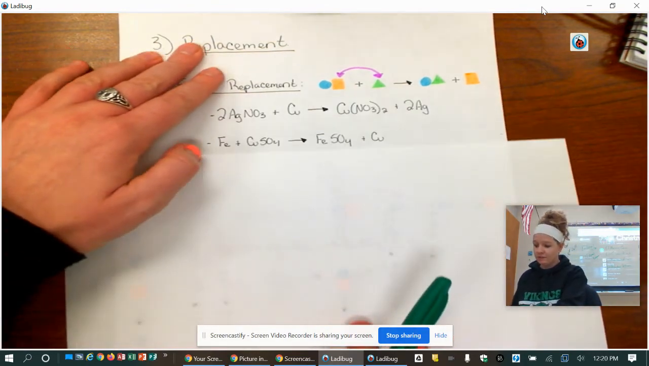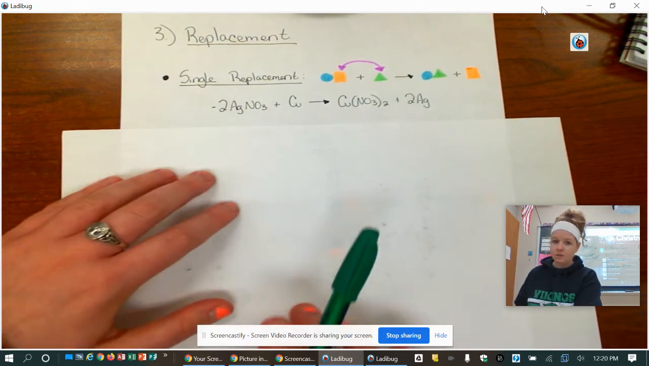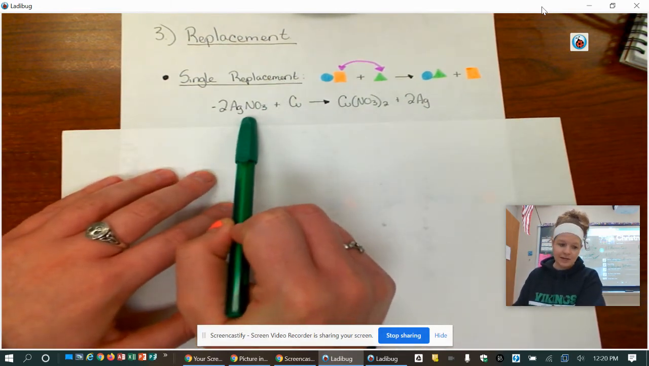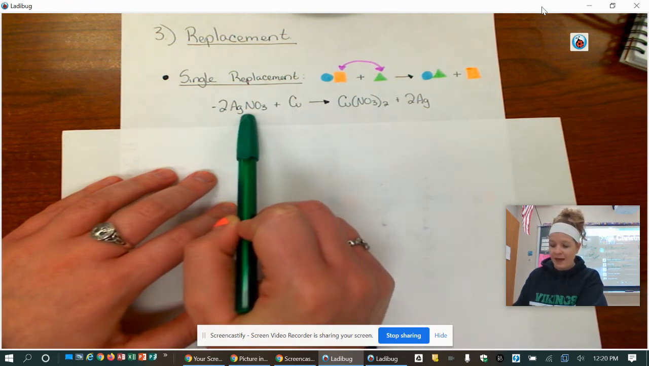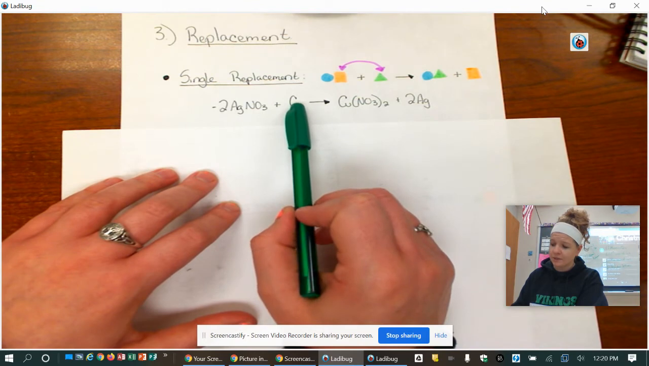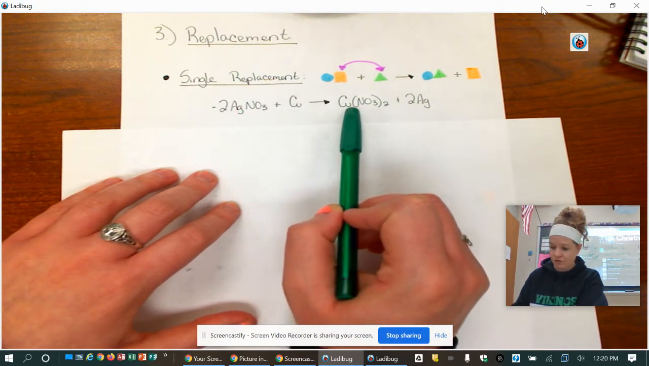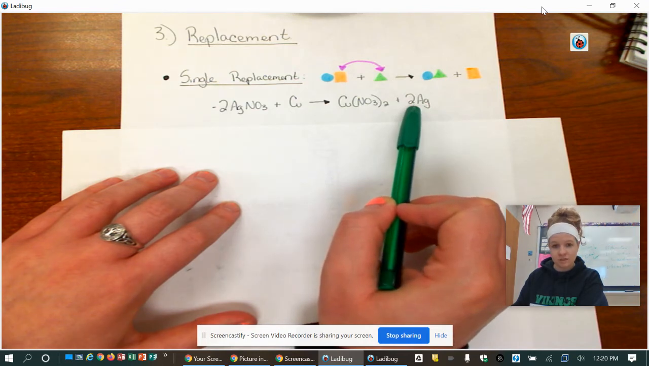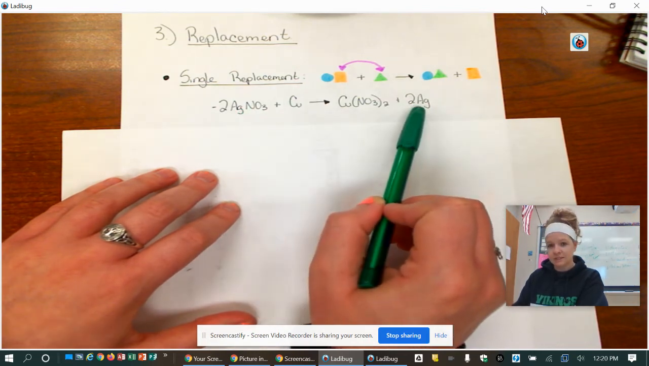Let's look at some real life examples of it. We'll start with this one. So this molecule right here is called silver nitrate, plus, we all know this one, copper. So if you add silver nitrate and copper together, that copper is going to bust off that silver, and you are going to be left with copper nitrate plus 2 silvers. That copper took the place of that silver and popped that silver off that way.